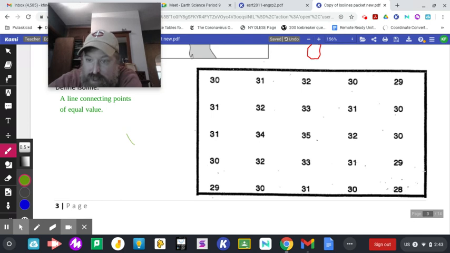And just go from the edge of the map through the 28. Job done. Again, you don't hear teachers say this very much: the less you write, the more likely it is you're going to be correct.